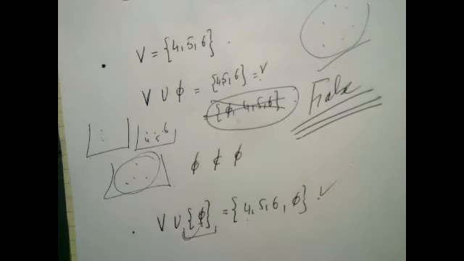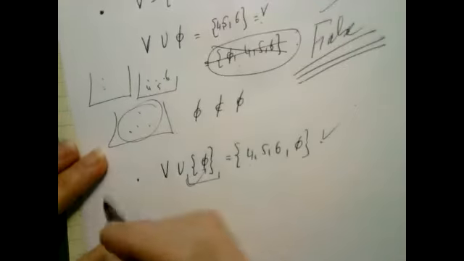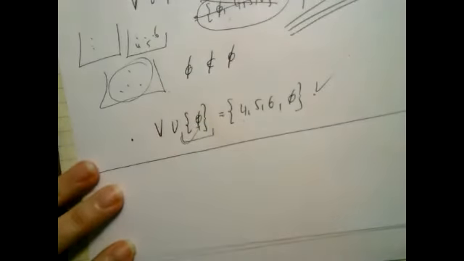A main idea is also the universal set. The universal set is crucial. You see, I cannot talk about complement without talking about the universal set. The complement makes no sense without a universe. So suppose I say something simple.